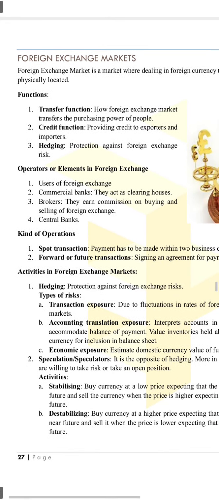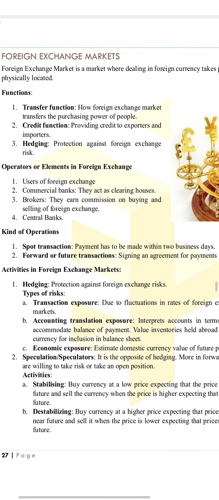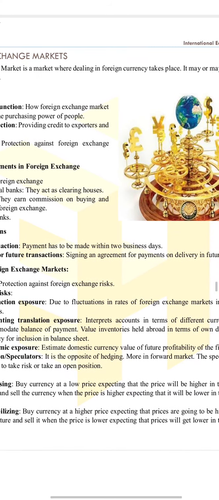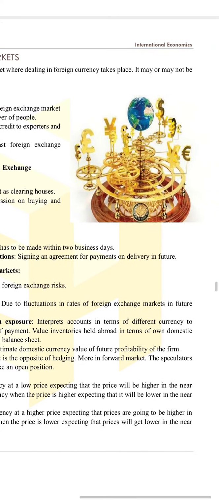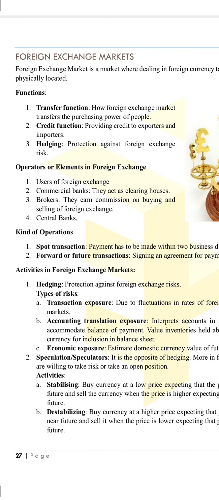Now come to another point, that is the foreign exchange market. This market is a market where dealing in foreign currency takes place. It may or may not be physically located.